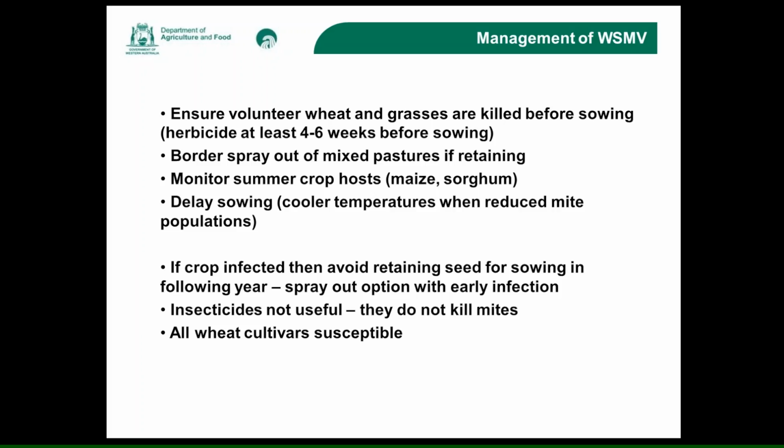Also, if you're sowing summer crops such as maize and sorghum, these are also hosts of wheat streak mosaic virus and could allow a potential build-up of the virus that could move into emerging wheat crops during the season. There's also the potential to delay sowing. As we mentioned before, mite populations are most active between 22 to 27 degrees. So in those cooler temperatures, when the mites aren't building up and their populations are reducing, this is also another management strategy.